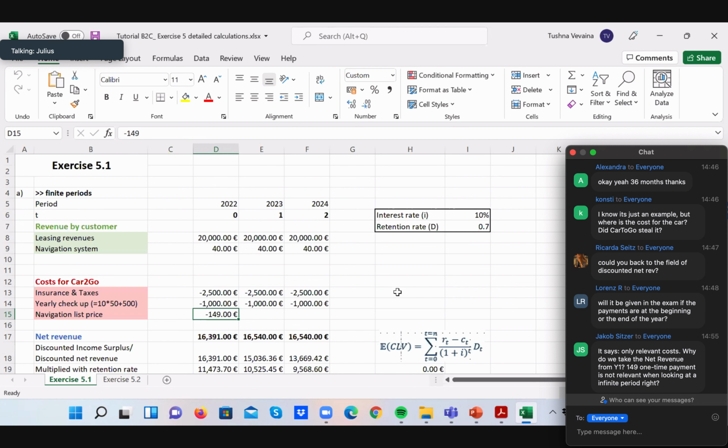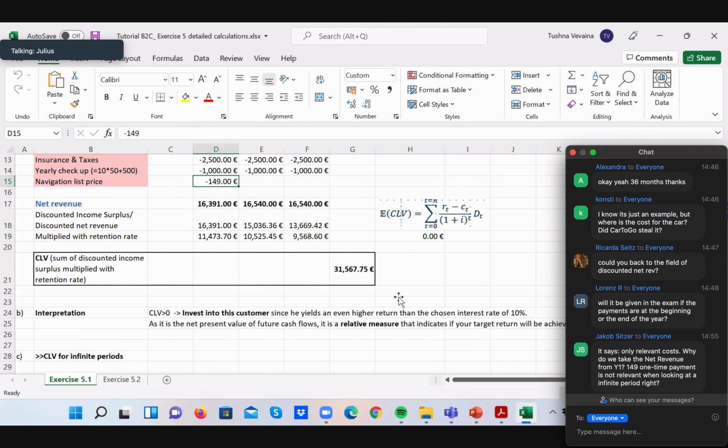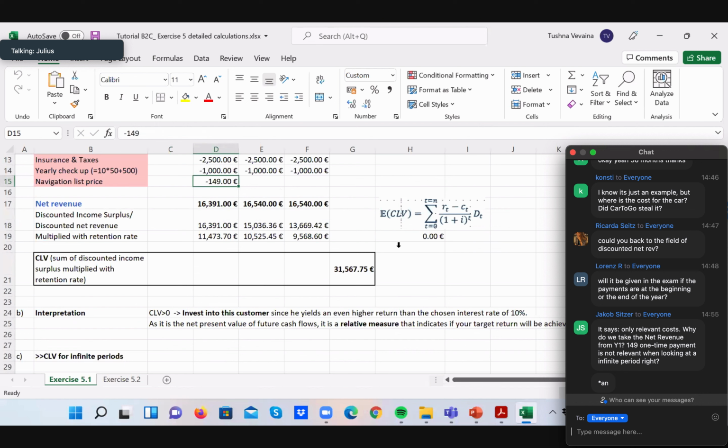Yeah, I think it's already in the chat from Jacob with the relevant costs, because for example, the 149 doesn't seem to be a relevant cost to me. And how can we distinguish relevant costs and irrelevant costs?